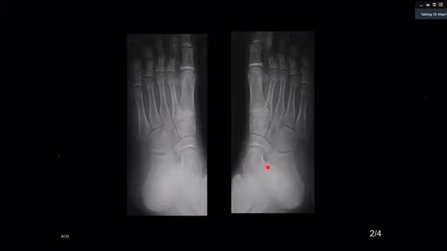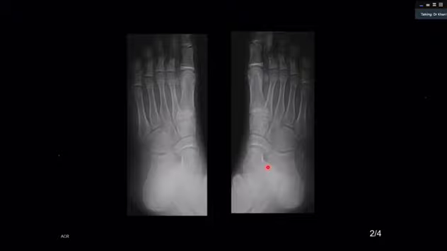So I'll show you a case. These views are very important for you to remember. I repeat, calcaneonavicular, oblique; subtalar, axial view. And this is what they are expecting you to pick up.